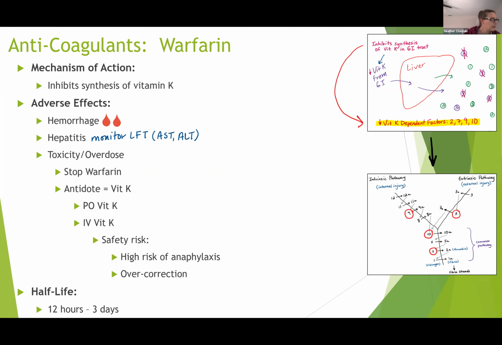Okay. If they have toxicity or overdose, that would be a lot of bleeding, okay? It can cause hematuria, melena, bruising, bleeding gums, okay? So you want to make sure you're telling them to watch for that kind of thing. Melena is bleeding in, like, stool, okay? Bloody stools. Hematuria, blood in your urine, okay?